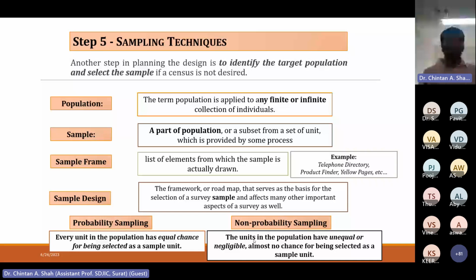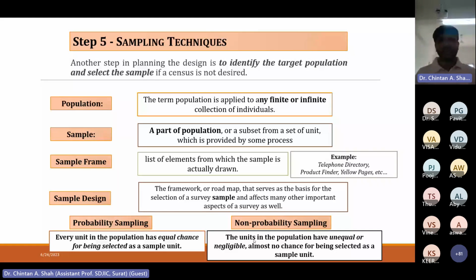Then the sample. From that particular population, you can take a subset. For example, from India, you can select Gujarat, or you can select Chennai, and you can also divide Chennai into different sub-parts. Then you make a sample frame, from where you can get that data, whether a telephone directory, a finder, or maybe from a company.